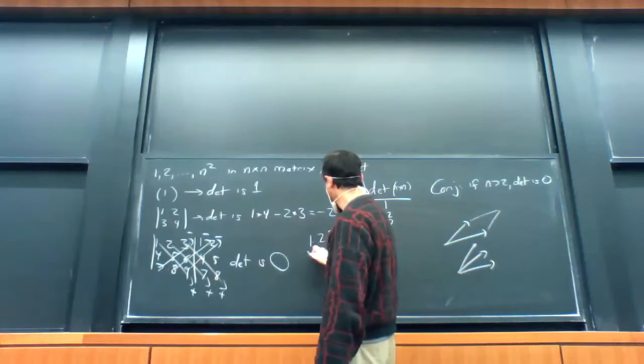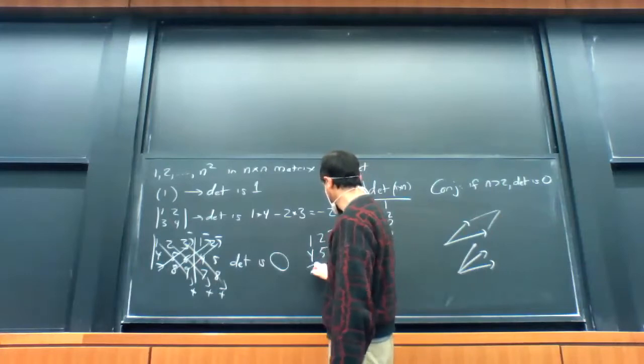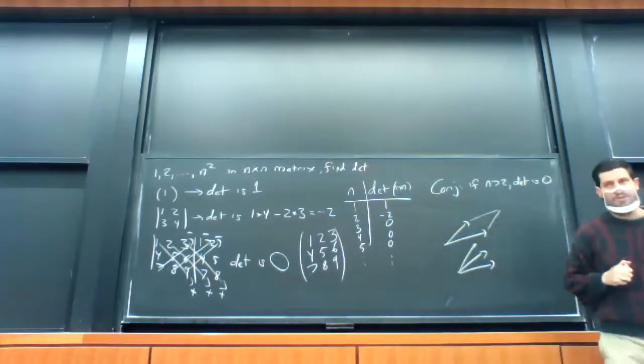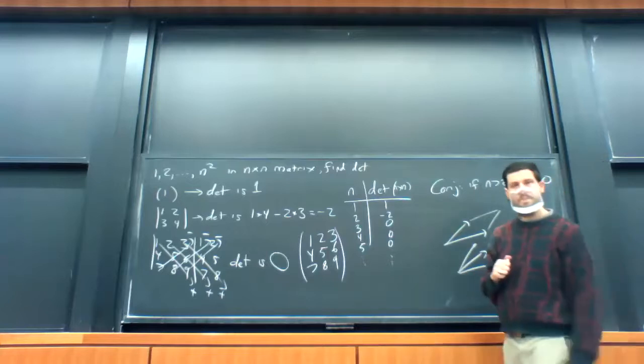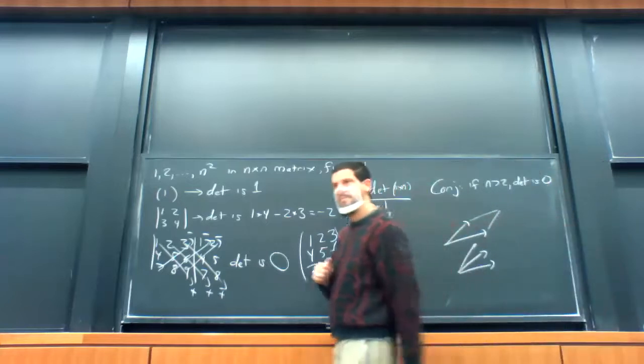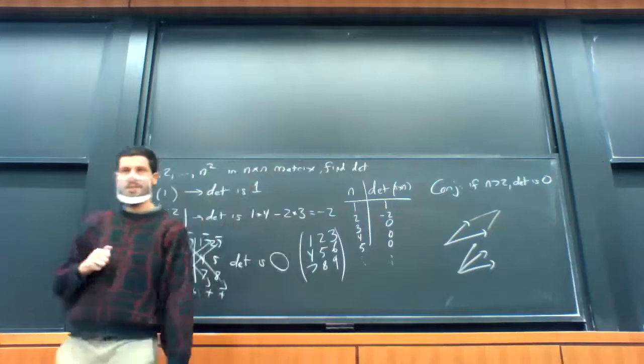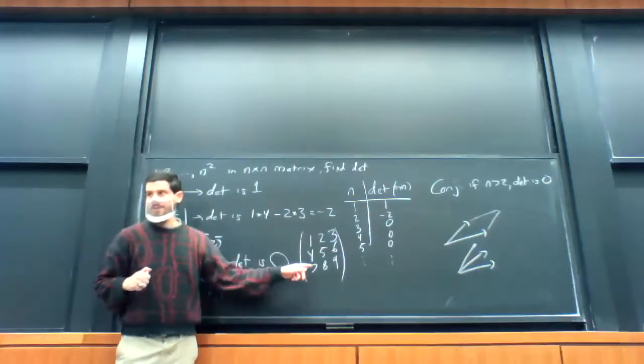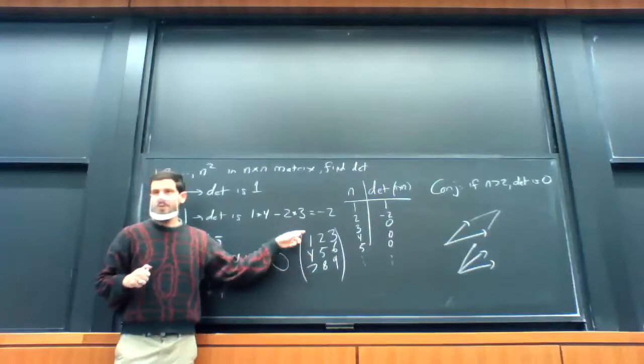1, 2, 3, 4, 5, 6, 7, 8, 9. Do you see any way to get one of the 3 rows using the other 2? Let's look at the first component. We have 1, 4, and 7. How could we get 4 maybe from the first and the third?